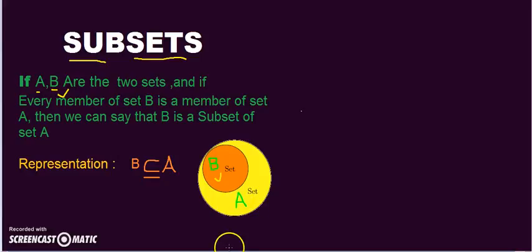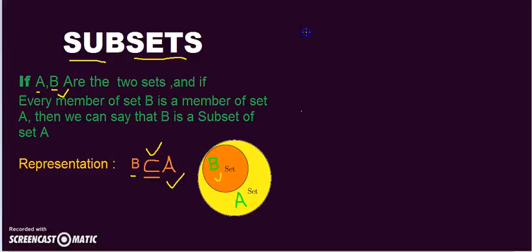And we represent the subset with this symbol. You can find this looks like a lesser than and equal symbol. So B is a subset of A when each and every element of B also exists in the set A. So we'll see one example here so that we'll understand it easily.